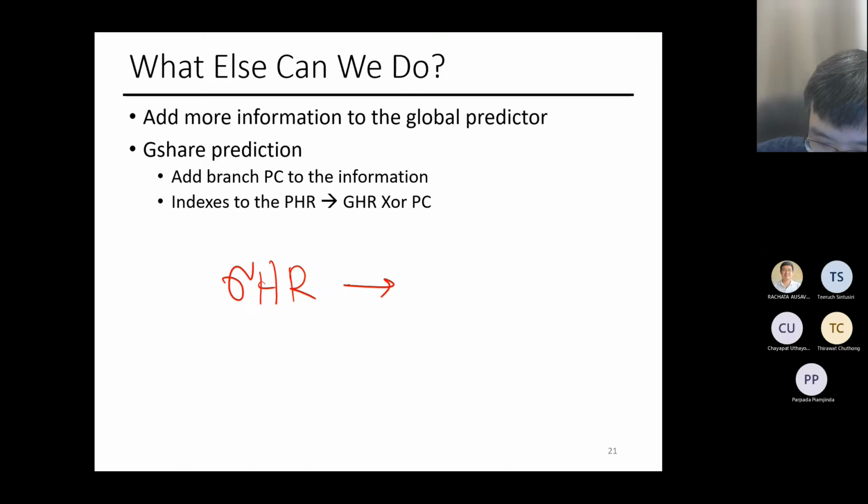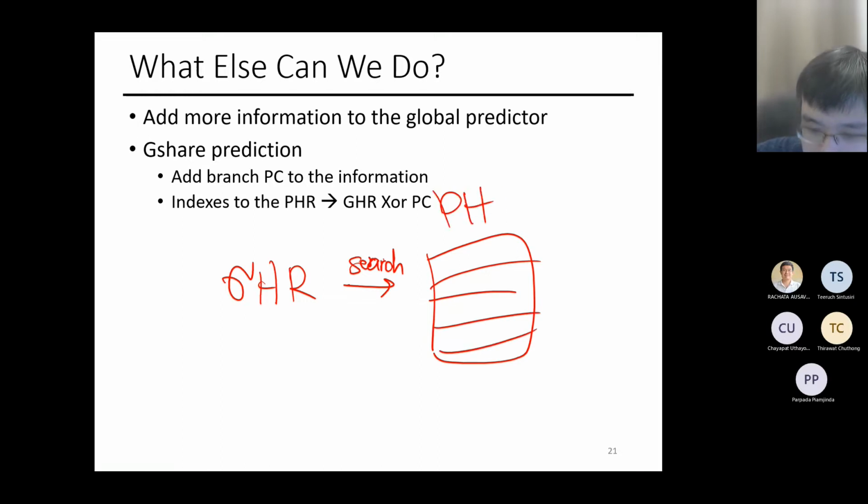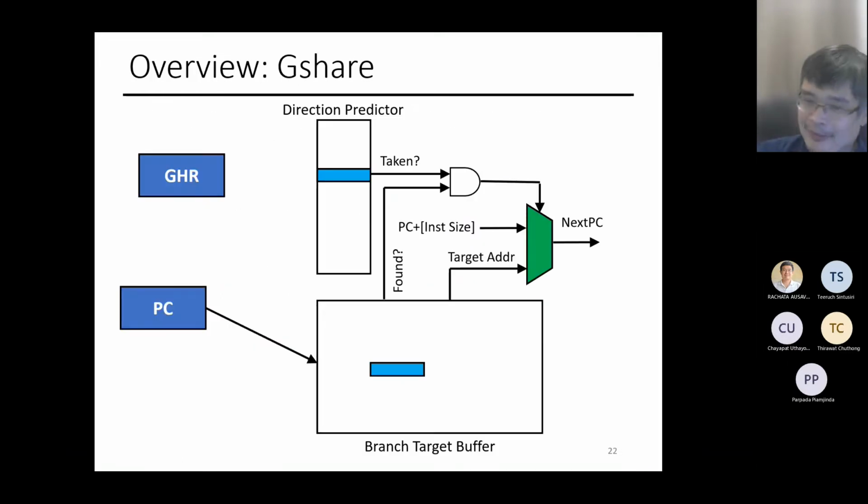That is used to search this pattern history table that you saw from the earlier example. You XOR with the PC so that you hash your PC information into the Gshare. So that's a Gshare predictor. And the only difference is this, you add the XOR.